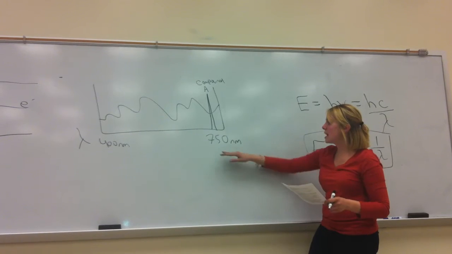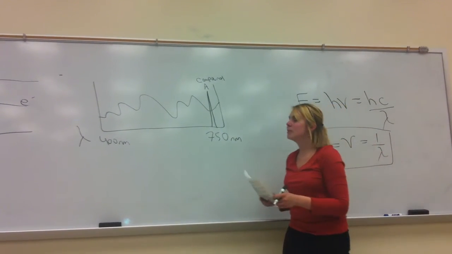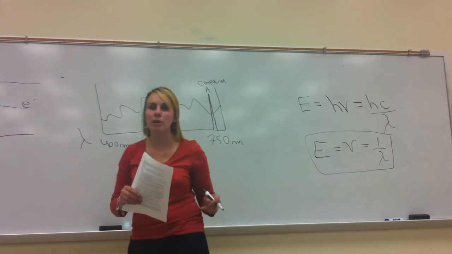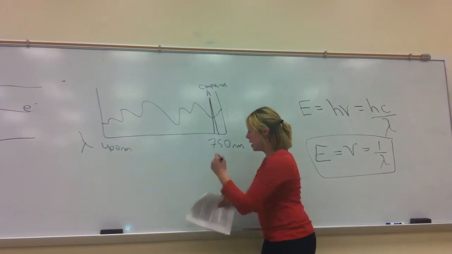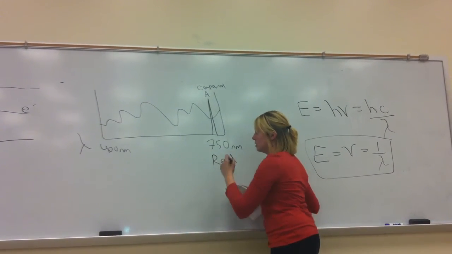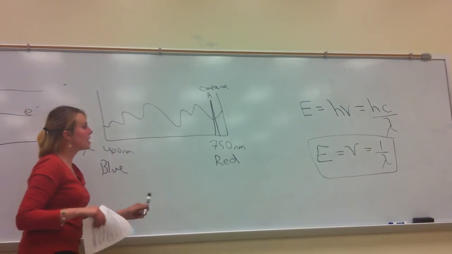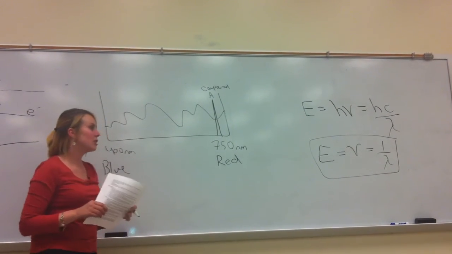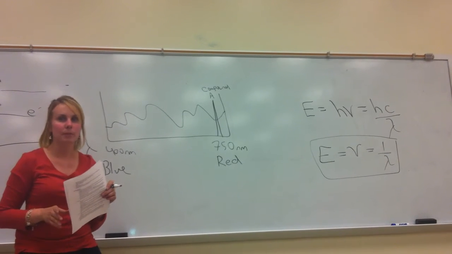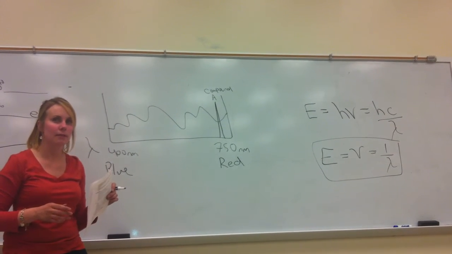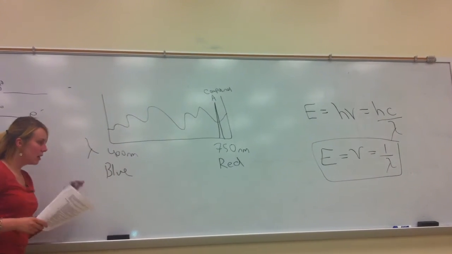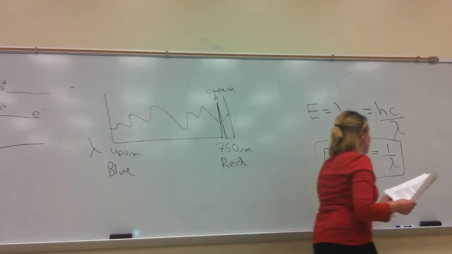If I see compound A mainly emits at 750 nanometers, what color does it emit? Red, right? This is blue. If I know that I emit at a high wavelength, do I have high or low energy? Do I have high or low frequency? Low. Good.